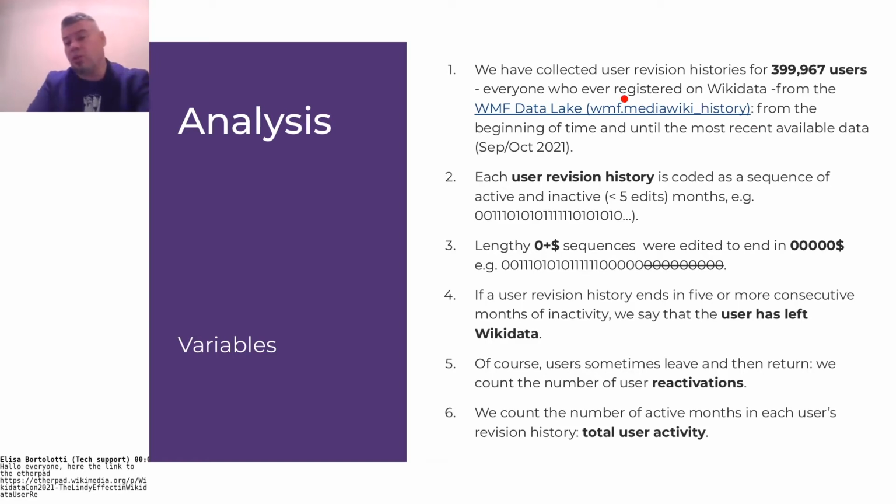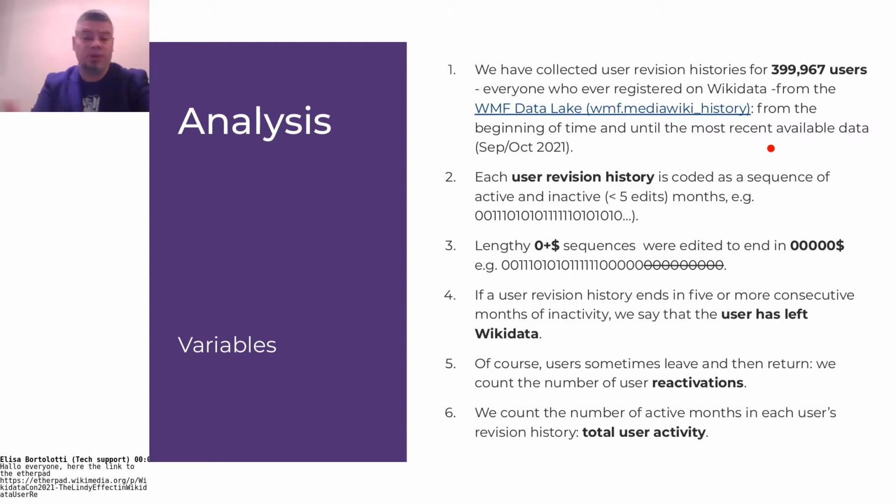So essentially, we first grabbed the user revision histories. I will explain exactly what I mean by user revision history for almost 400,000 users, essentially everyone who ever registered on Wikidata, given that the accounts are still alive, in a sense, not of editing, but being in our databases at all, that they were not ever deleted, right? So each user revision history is on a monthly resolution. That means we look at each successive month, okay? And we mark months as active and inactive.